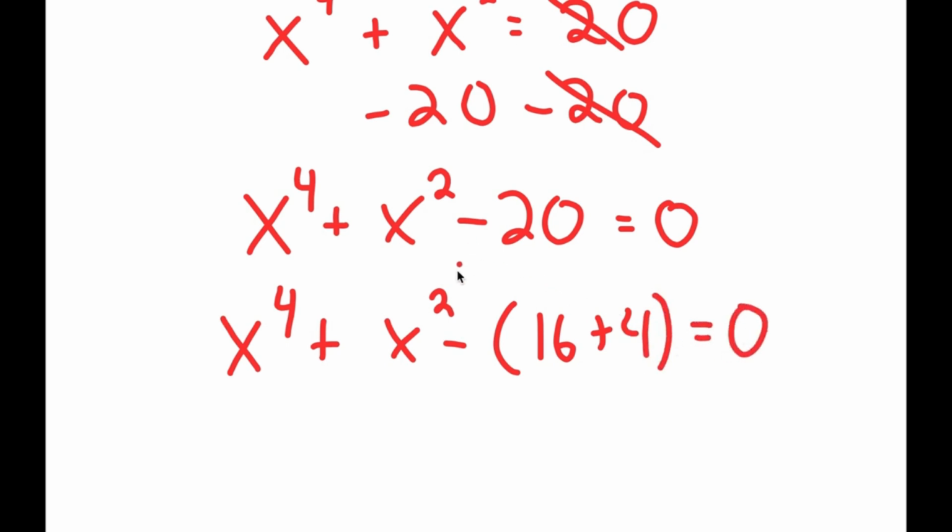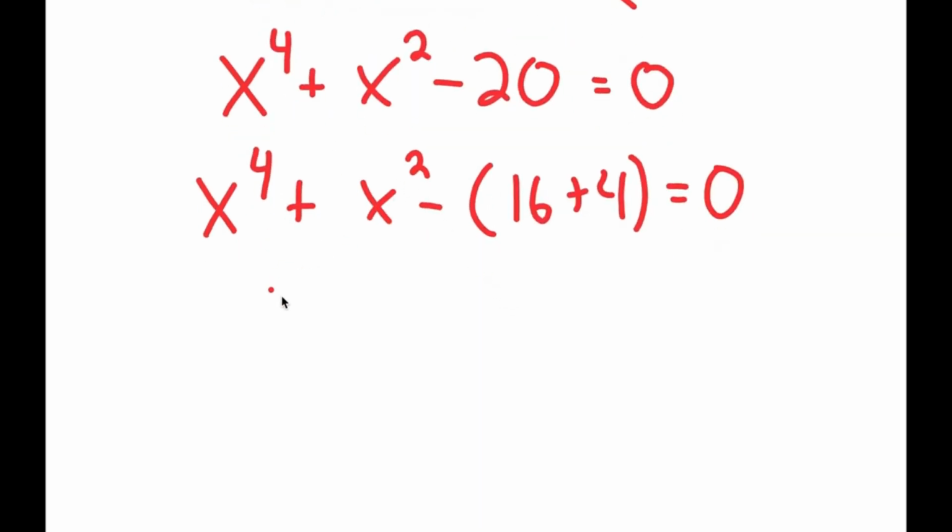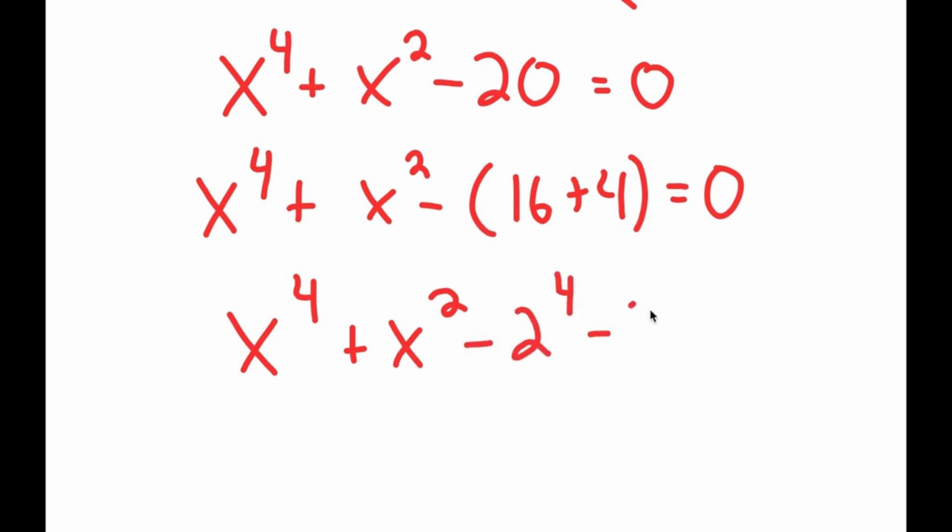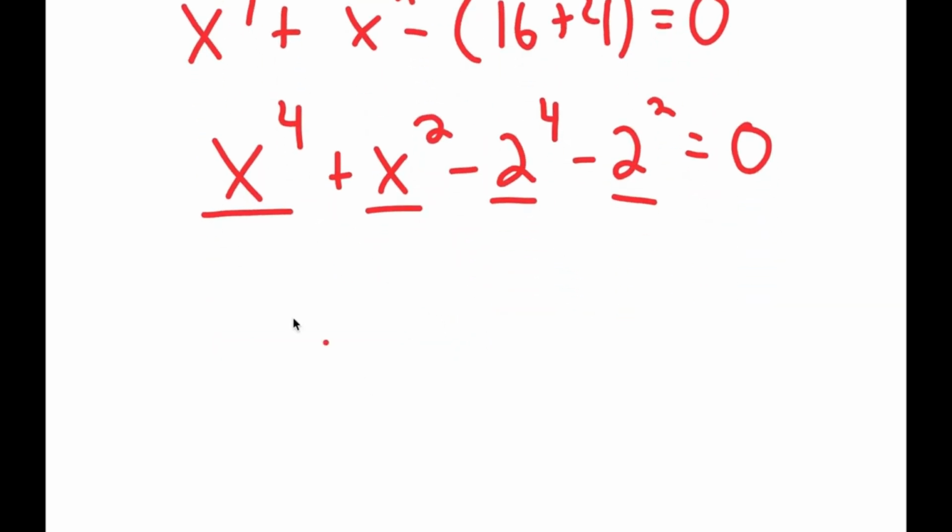So I rewrote 20 as 16 plus 4. And the reason I did this is because negative 16 is the same thing as negative 2 to the power of 4, and negative 4 is the same thing as negative 2 squared. So now notice how I have something in the power of 4 and something in the power of 2, and they're both the same. Now I can put the powers of 4's together and the powers of 2 together.